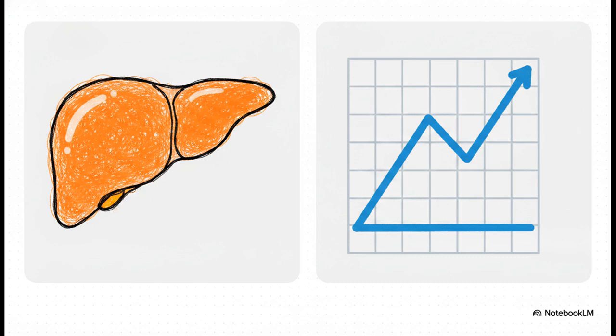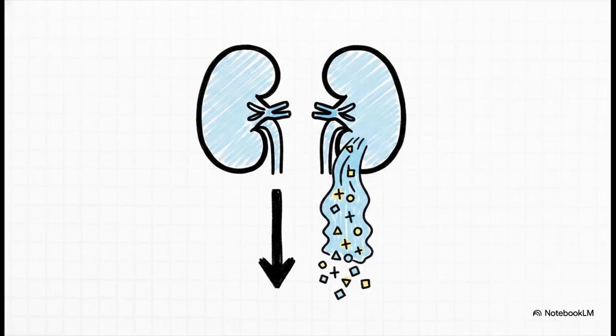But if those transaminases are only mildly bumped despite a massively high bilirubin, that's a huge flashing neon sign pointing away from standard hepatitis and straight toward Weil's. Next up, let's look at the renal component.